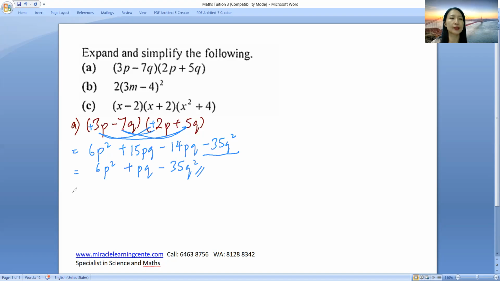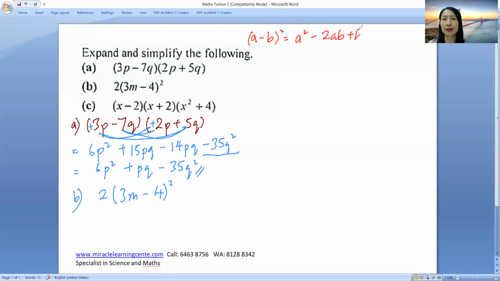Okay, B. We will have (3m − 4) squared. For this one, you will need to recap one of your formulas. And the formula is (a − b) squared. Do you remember this formula? You need to know that this one is a squared minus 2ab plus b squared. Okay, good, you got it. So now we'll apply this inside here.